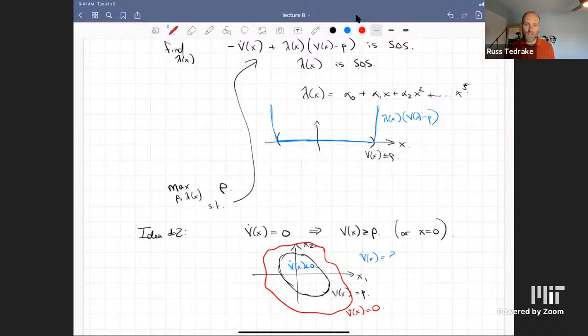That is a sufficient condition. Maybe it's never, maybe it's always negative and then we're fine. We've certainly certified this. But anywhere the implication is, anywhere that v dot is 0, then v must be greater than rho. Except for the annoying case that it also, for our stability, happens to be 0 at the fixed point, at x equals 0. So we have to do a little extra trickery to get that one out.